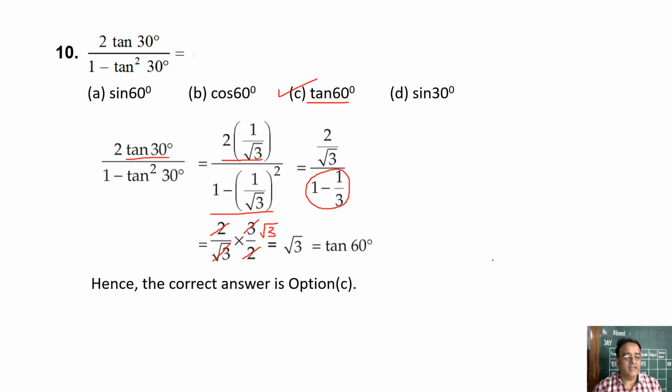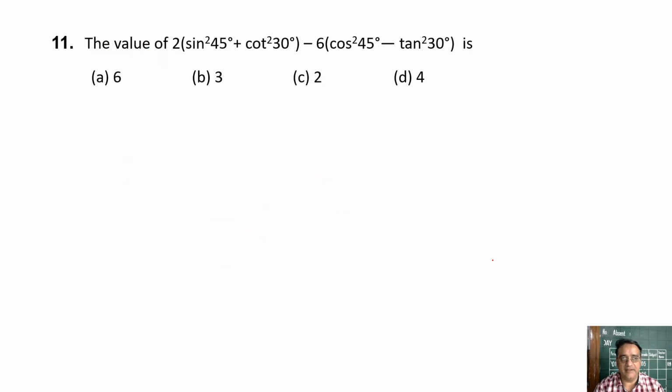Right. Now we are moving toward question number 11. The value of 2 times sin square 45 degree plus cot square 30 degree minus 6 times cos square 45 degree minus tan square 30 degree is, first option 6, second 3, 2, 4. So we'll simplify first, then we'll check.